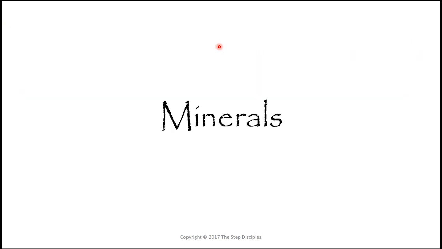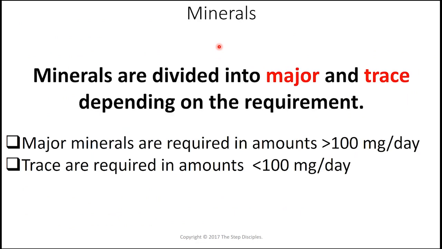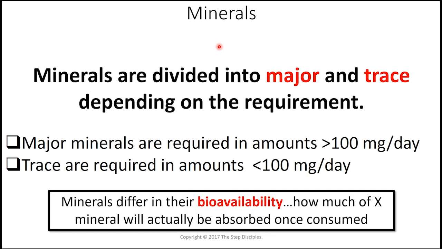So we're going to move on then to minerals and wrap it up here. Minerals are divided into major and trace depending on the requirement. Again, minerals are just defined as compounds that our body needs. Typically minerals will be some type of metal. Major minerals are required in amounts greater than 100 milligrams per day. Trace minerals are required in less than 100 milligrams per day. Minerals differ in their bioavailability, that is how much of a given mineral will actually be absorbed once consumed. So some you'll have to take in a lot just because they don't get absorbed very easily, and others take in less.